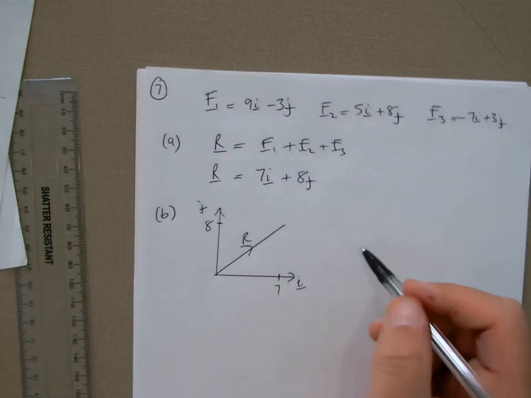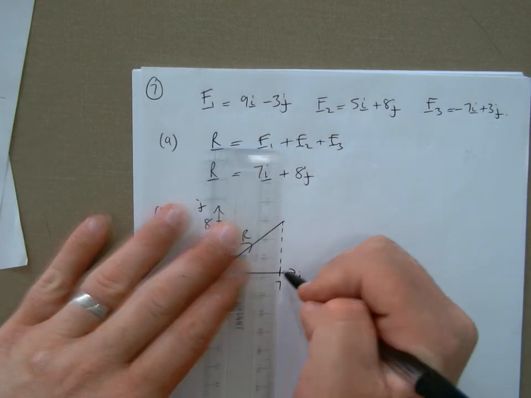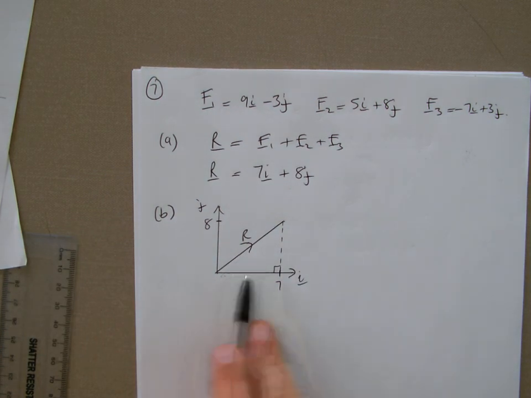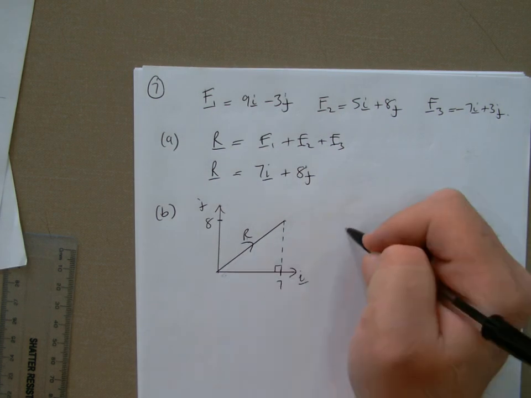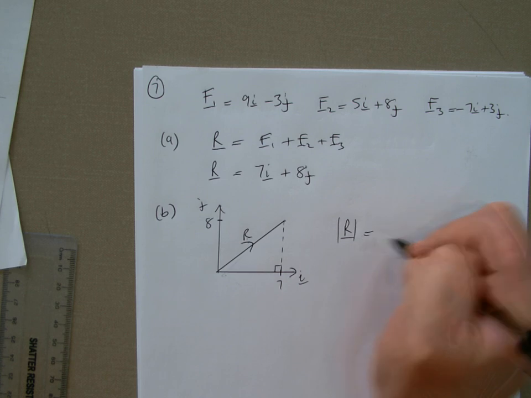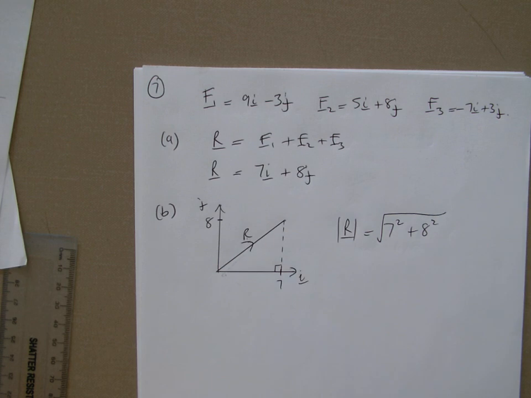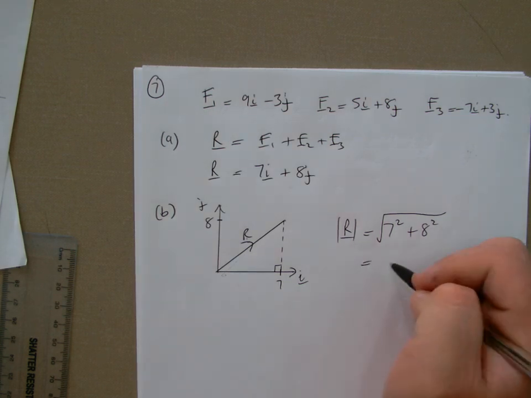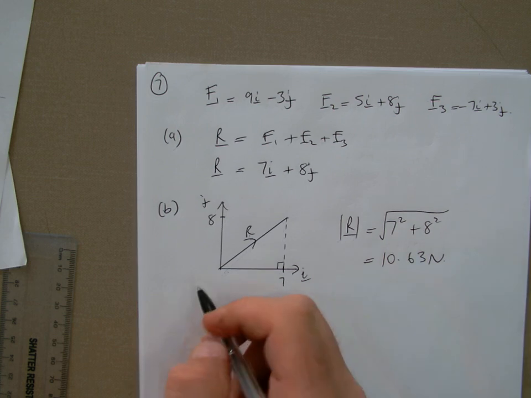So to get the magnitude of it, I want the size of this here. We just use Pythagoras, don't we? Pythagoras means that we'd square the length of that side, square the length of this side, add them and square root the answer. So to get the magnitude, I would do 7 squared plus 8 squared and square root it. That comes out to be the square root of 113, which is 10.63 newtons.